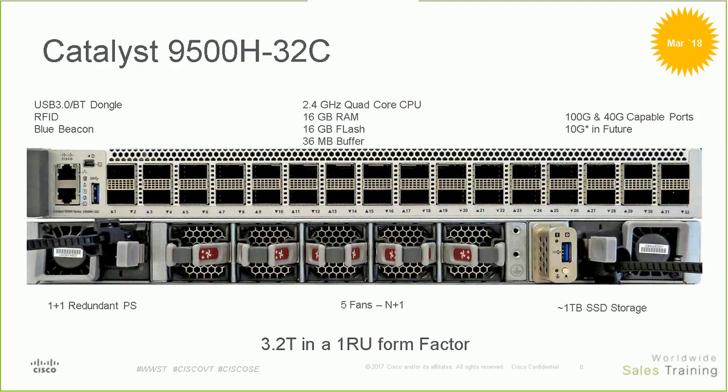RFID, blue beacon. Again, these are things that might or might not be very relevant, but they're pretty unique and interesting. The Bluetooth console access, I think, is very, very interesting. You can tell your customer, forget about that blue flat console cable. Console, you will still need it and have it, but at least you can access the switch via Bluetooth, either to the CLI or to the web GUI, wherever, but cableless, right? So very interesting.